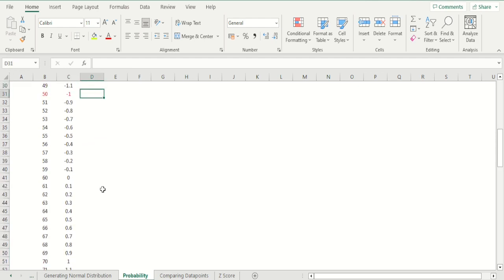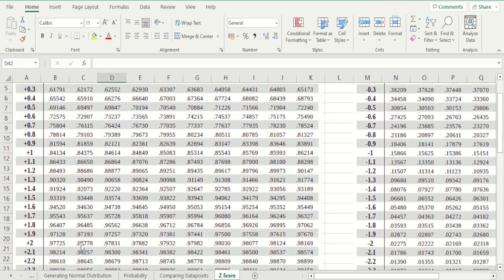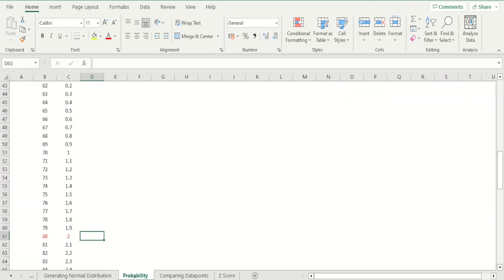So 0.15866, that's one z-score. And then you have another z-score here, which is 2. Let's see what is the z-score for 2. So the z-score for 2 will be there on the left hand table, and for 2 it is 0.97725. So let's make a note of that. Okay, so we have both of the probability numbers for each of these z-scores.